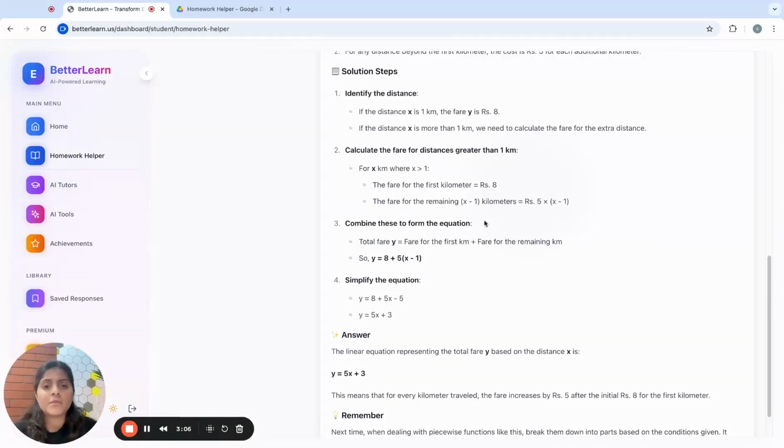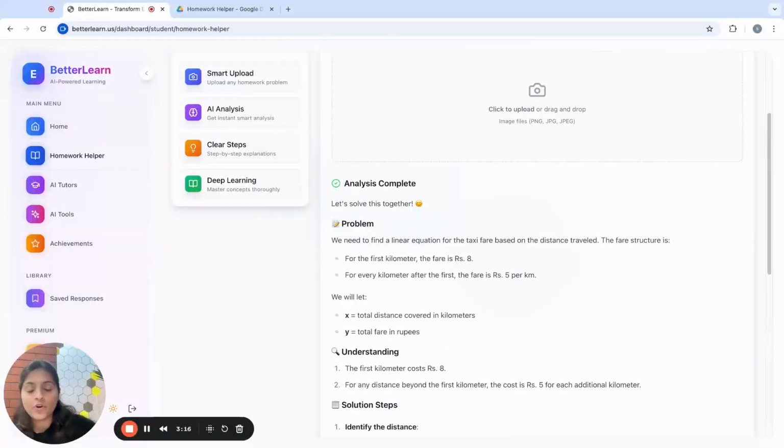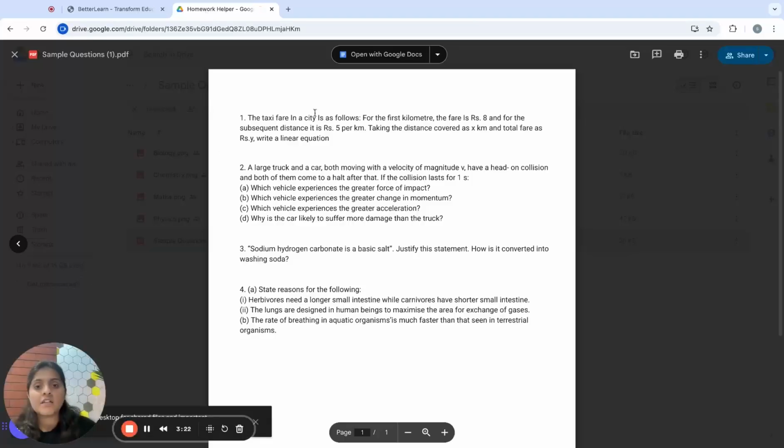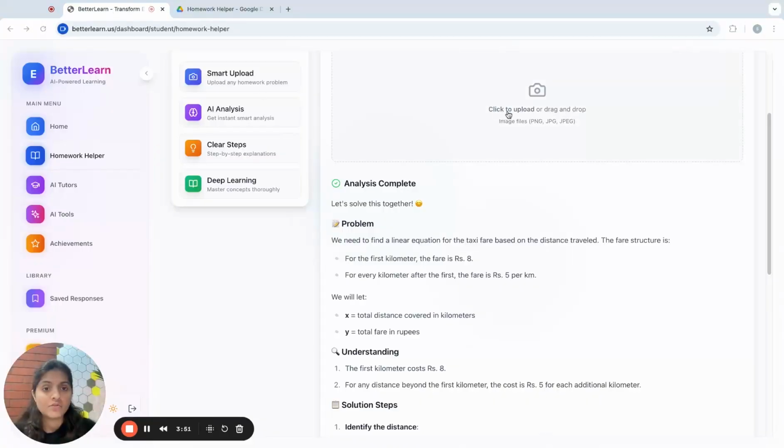So as you can see, very simple language is used in this platform, which is very easy to understand. So now let's move forward and try the physics question. So here you can see the physics question. The question is, a large truck and a car both moving with a velocity of magnitude v have a head-on collision and both of them come to a halt after that. The collision lasts for 1 second. As you can see, we have 4 different questions in this particular question. So let's see how homework helper answers this.